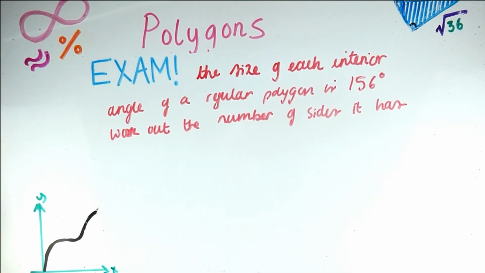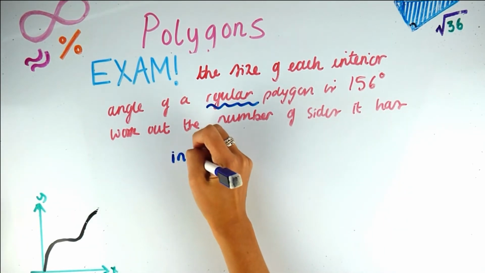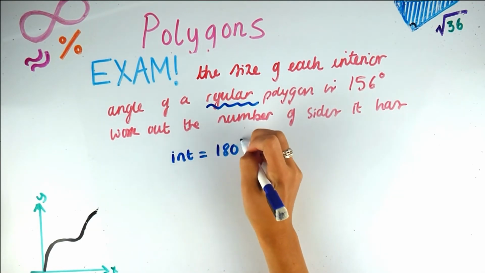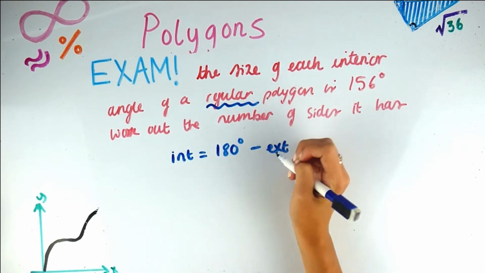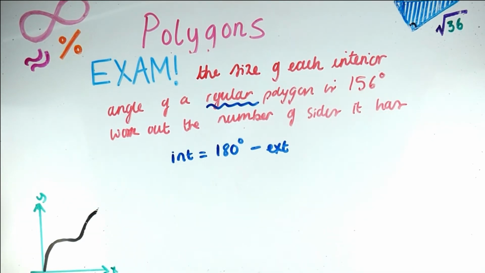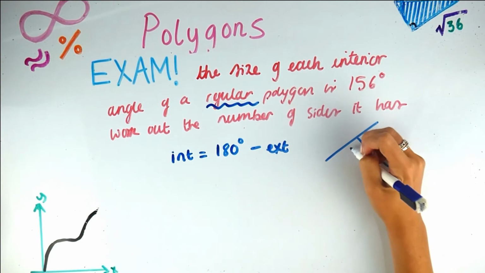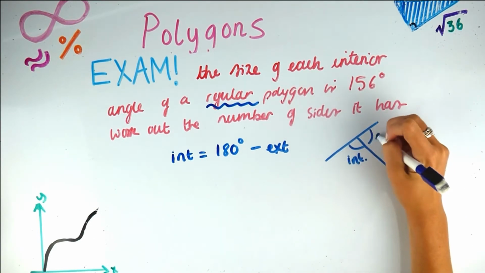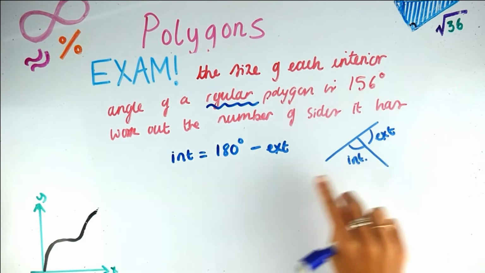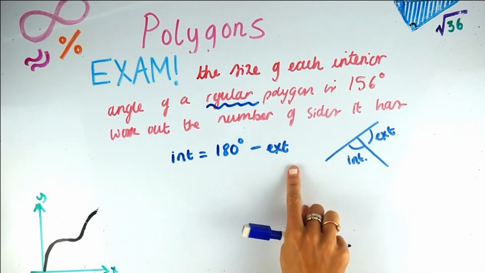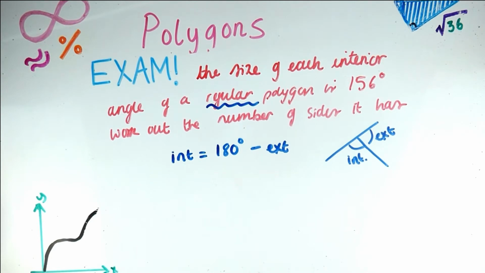Okay, so the next question: the size of each interior angle of a regular polygon, and it's important to note it's regular, they don't just say that for fun, is 156 degrees. Work out the number of sides it has. As we know from the formulas for regular ones, an interior angle is equal to 180 degrees minus the exterior angle, and we showed how that worked before, because they're on a straight line. So let's say this is your interior, this is your exterior. If you sum them, they equal 180, and then you take the exterior over this side of the equal sign, it becomes minus. That's how.